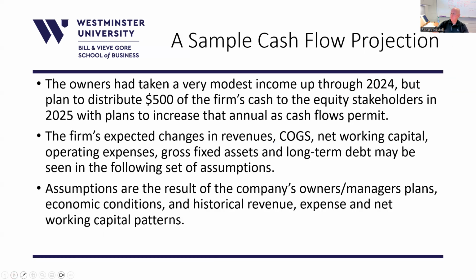So when we do this, we're going to have to think about distributions and other changes that we would consider. So in this case, as we're working on this sample, I indicated that the owners had taken a very modest income through 2024, but they're planning to distribute $500, 500,000, if you will, of the firm's cash flow to equity stakeholders in 2025, with plans to increase that as annual cash flows permit.